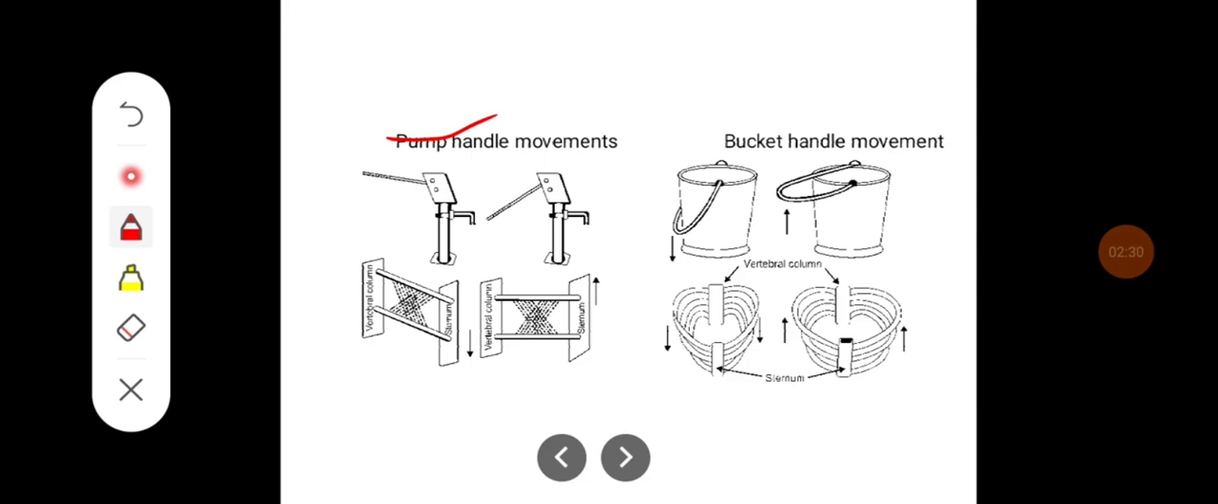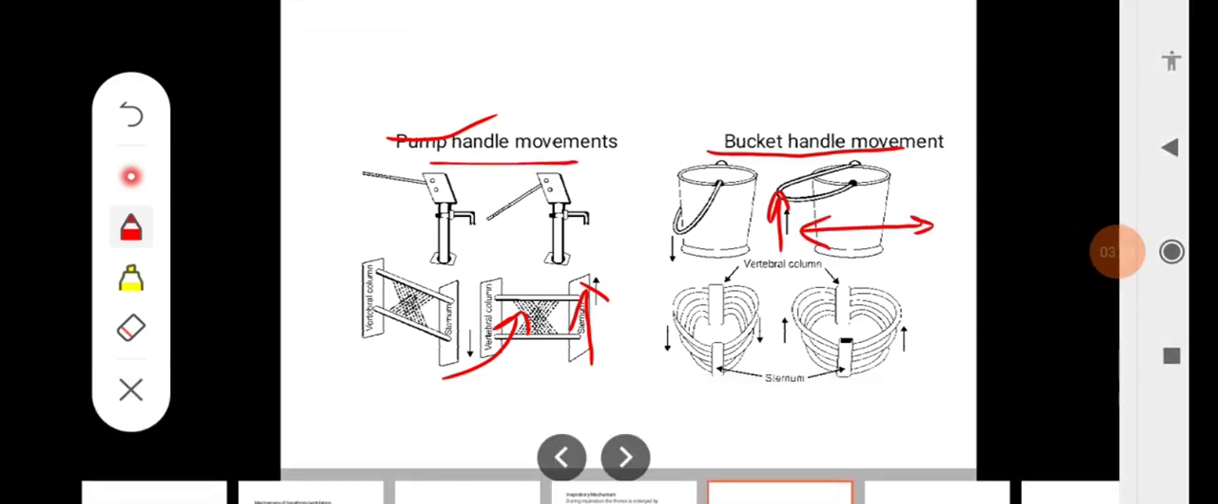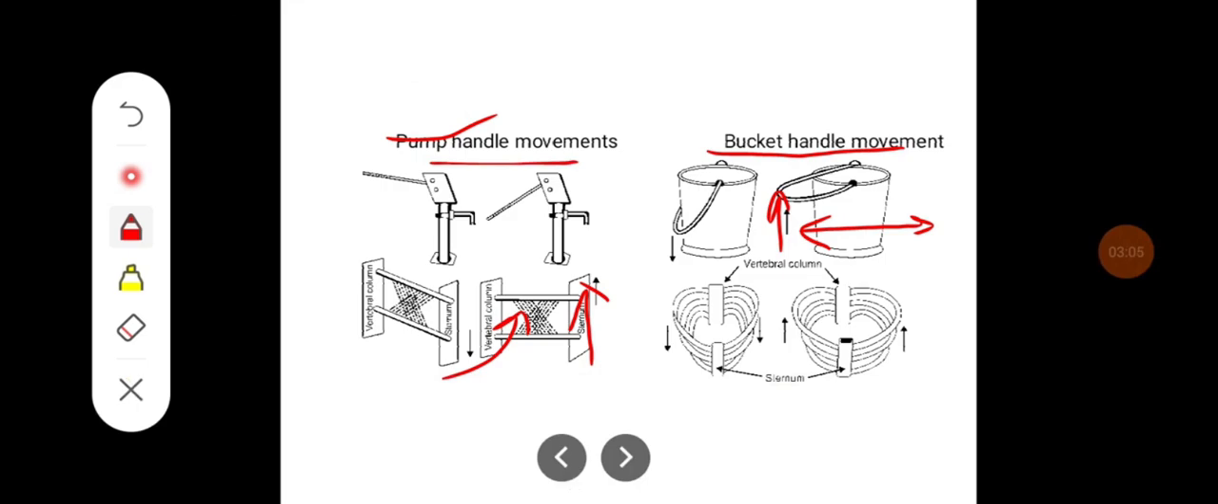Okay, so here you can see the sternum. When muscle contracts, they are going to move in upward direction like this. And these are bucket handle movements. These are the movements of the thoracic rib cage, especially of the lower part of the rib cage. And when the ribs get elevated like this, there will be change in the transverse diameter. Whereas the pump handle movements are going to increase the anteroposterior diameter of the chest.